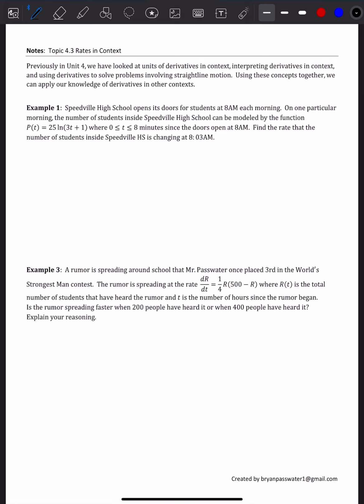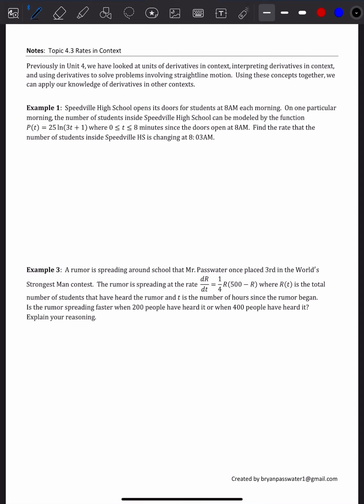Speedville High School opens its doors to students at 8 a.m. each morning. On one particular morning, the number of students inside Speedville High School can be modeled by the function P of t, where t is between 0 and 8 minutes since the doors opened at 8 a.m. Find the rate that the number of students inside Speedville High School is changing at 8:03.